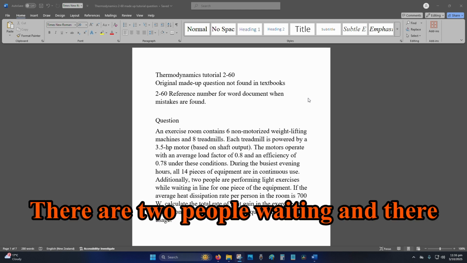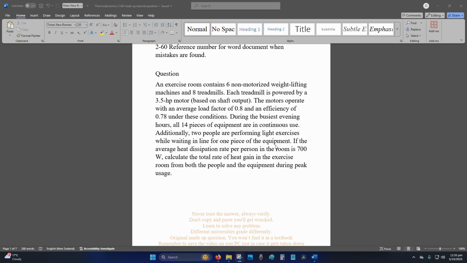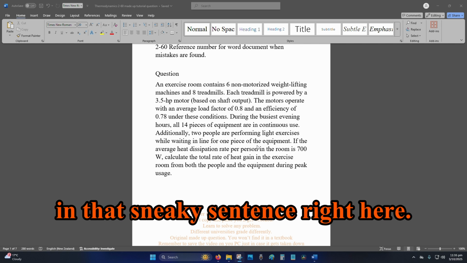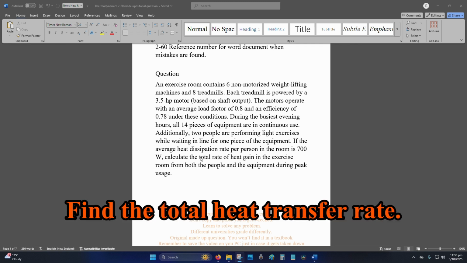There are 2 people waiting, and there will be 1 piece of equipment in use. So basically it's 14 plus 1. They threw in that sneaky sentence right here. And the heat dissipation is 700 watts. Find the total heat transfer rate.